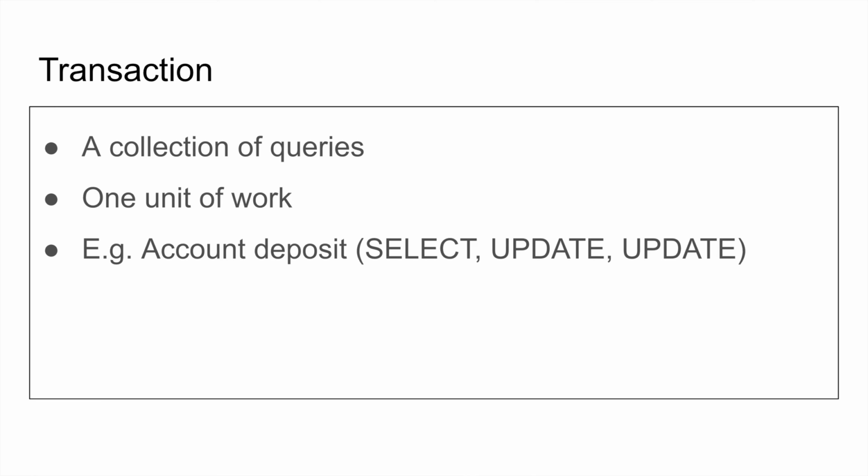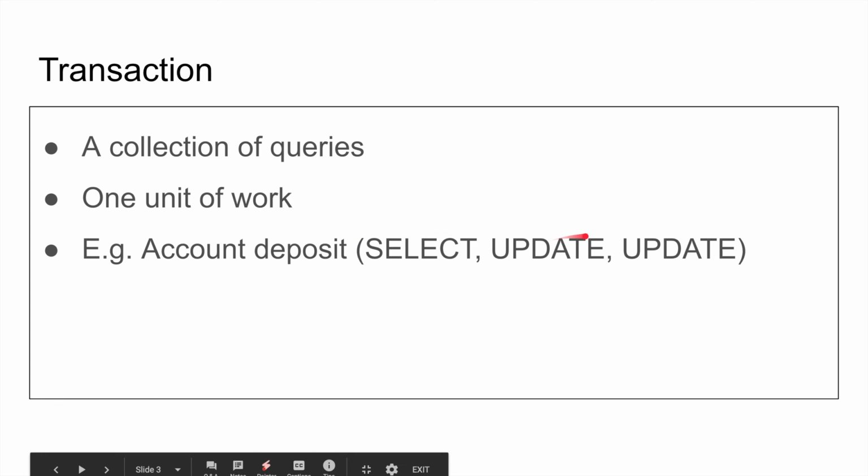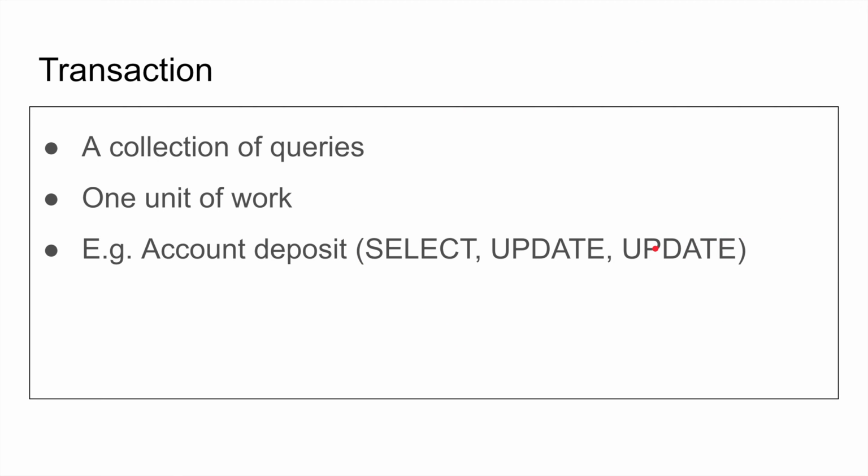An example would be if you want to deposit some cash into an account. That is actually a select statement followed by an update statement followed by another update statement, like we're going to show in a second. Each one of those is a query. The three of them can form a transaction, and you define where a transaction begins and where a transaction ends.